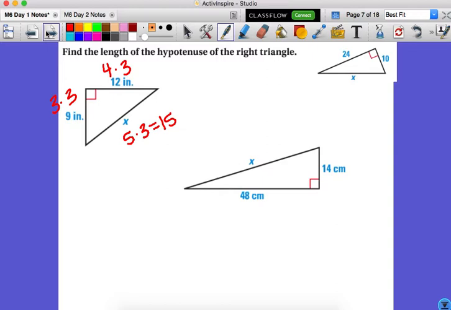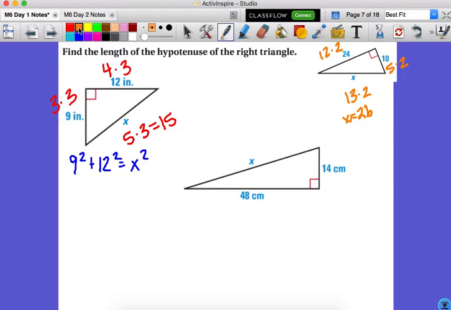Now, if I didn't notice that this is a 3, 4, 5, I could have also said 9 squared plus 12 squared equals x squared and solved, and I'll still end up with 15, but this method just saves me a little bit of time. So glancing up here, same thing. This is a 5 times 2 and a 12 times 2, so this will be 13 times 2, or 26.